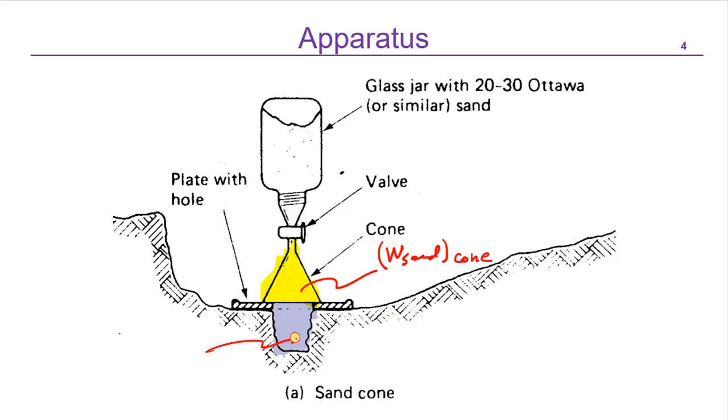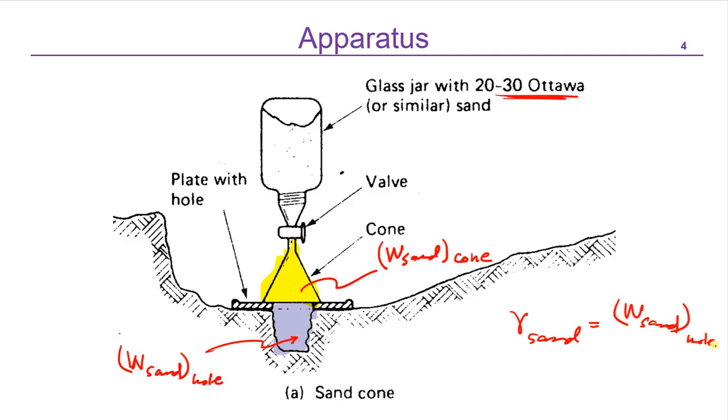Then we can find out what is the weight of sand inside the hole. So if you know the density of sand, the sand that we are using in this case, mostly we use this sand, but if it is not available, you can use some other sand. So remember, the unit weight of sand is going to be equal to the weight of sand in the hole divided by the volume of the sand inside the hole.